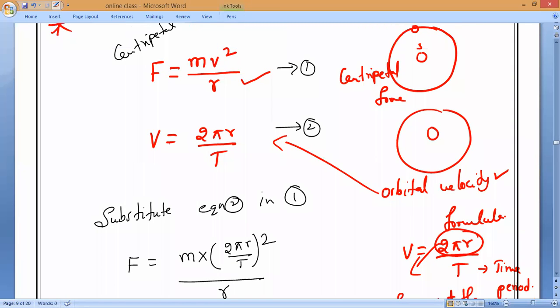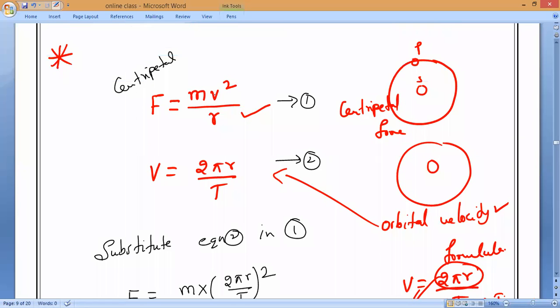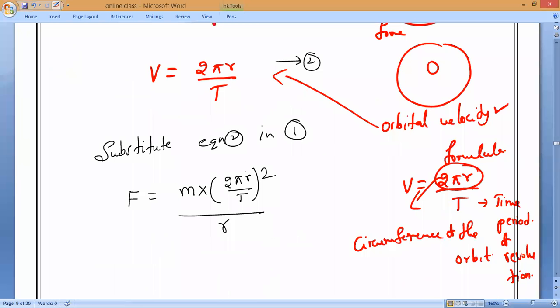Yes, I'm substituting in place of V square. You can see here V, I am substituting 2 pi r by T. Is it okay, Hari? Yes, sir. Kaushik, have you understood? 2 pi r by T, I am substituting in place of V. See here, V square I have, so I am substituting the V value, 2 pi r by T. Is it okay, guys? Respond.